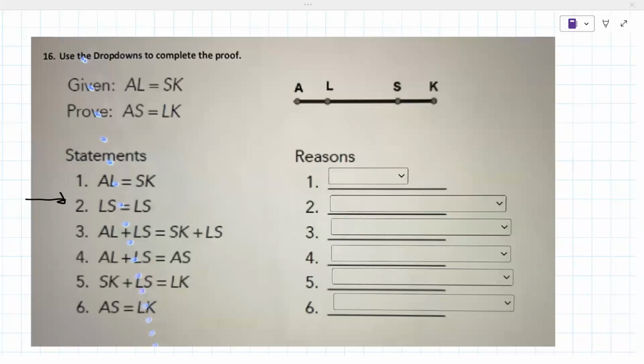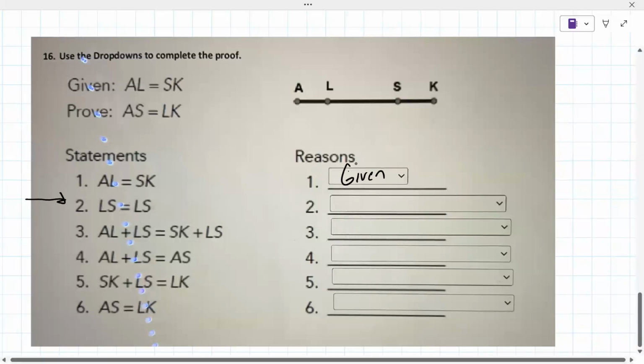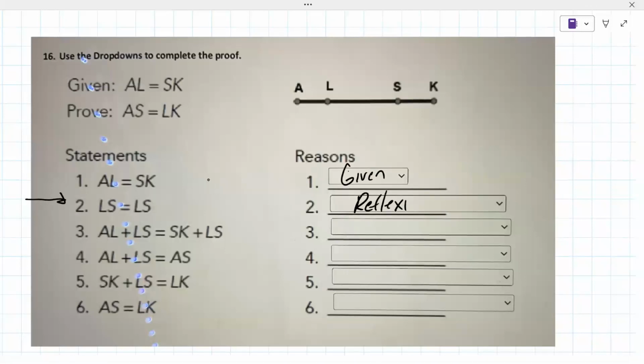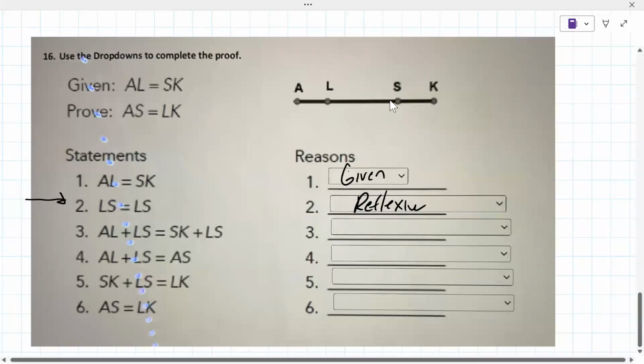Okay, so I have, first of all, given, and then reflexive property of equality. Good, very good. And then I think the next one is segment addition postulate. I think. AL plus LS equals.